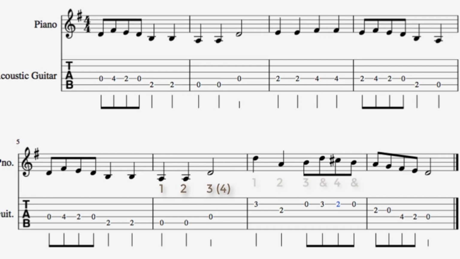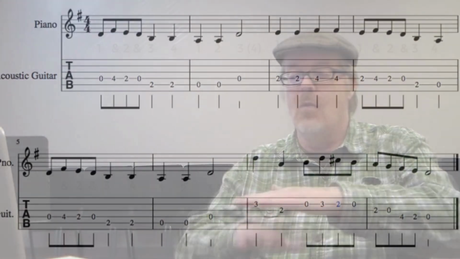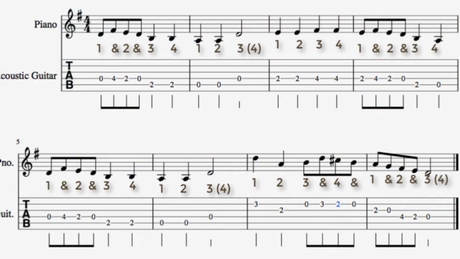Then I go to the next measure, 1, 2, 3 and 4, and then the last measure, 1 and 2 and 3, 4. Now I've got my notes underneath it. Now I'm going to go back and sing it. This time I'm going to sing it using my notes. It'll be like this. Here's my tempo. 1, 2, here's my eighth notes. 1 and 2. Here we go. Ready? 1 and 2 and 3, 4.